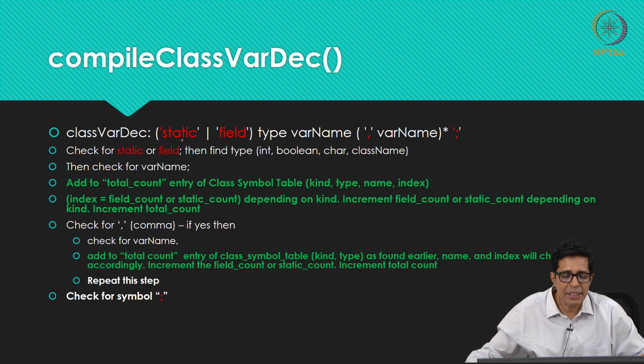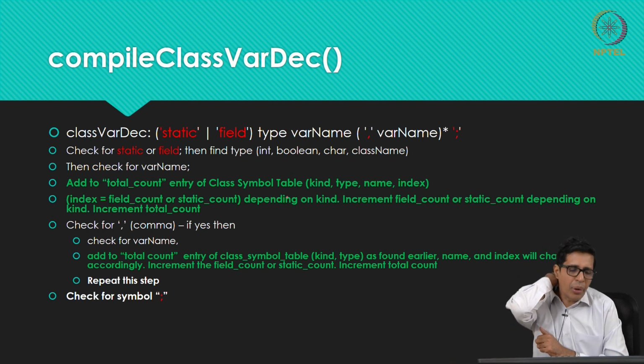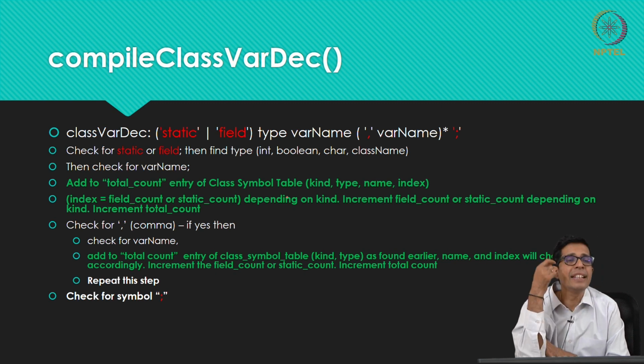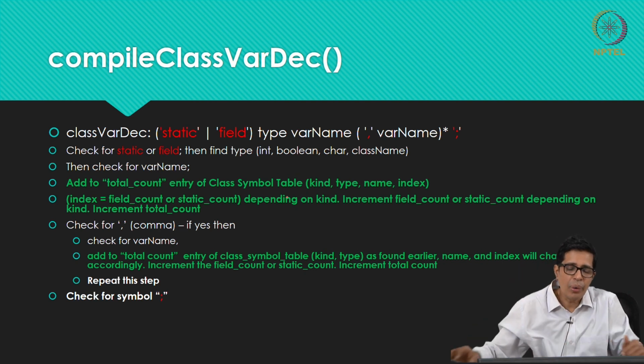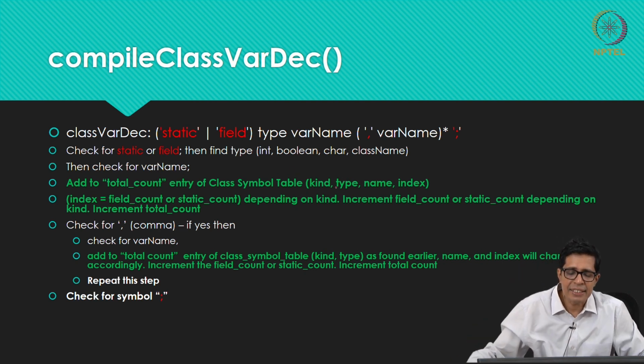So you make this entry. The moment I see static, type, var name, something, immediately you make this entry, right? So the index is either field count or static count depending on the kind. Increment the field count or static count depending on whichever kind, and increment the total count, right? So these two are the things that you do here. That means an entry is created in this class symbol table for that variable. So if I have static int I, then I will be entered as a static variable inside.